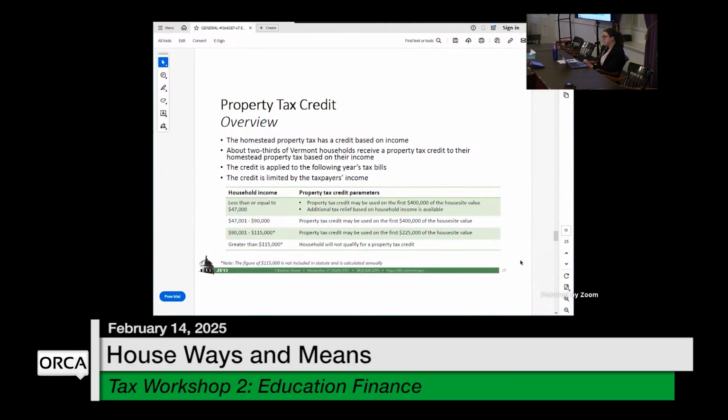And it's determined based off of a taxpayer's income. So there's a couple of different brackets used for the calculation of a property tax credit, and a couple of different parameters. One is the household income. Household income is a specific way of measuring income, specific for the property tax credit.